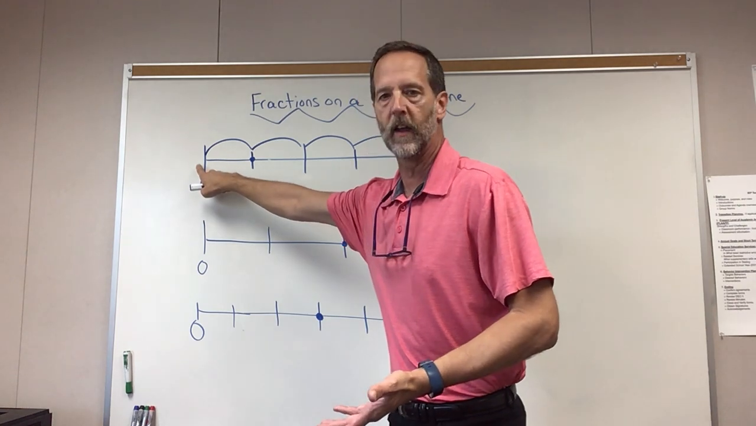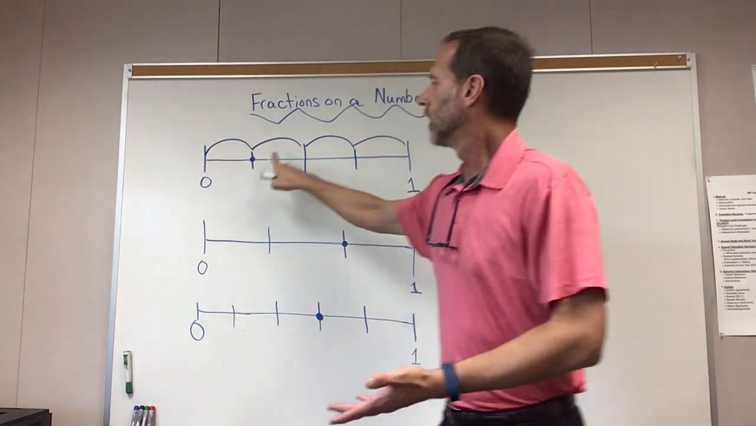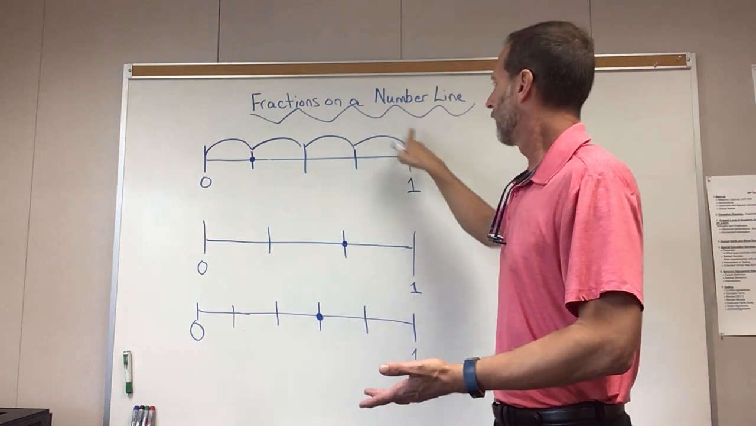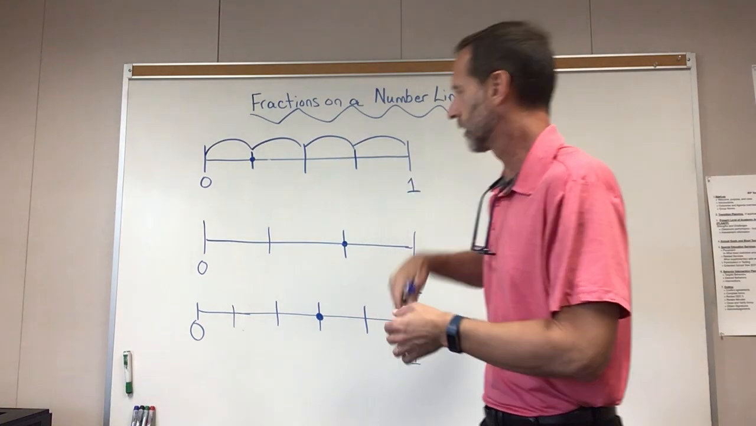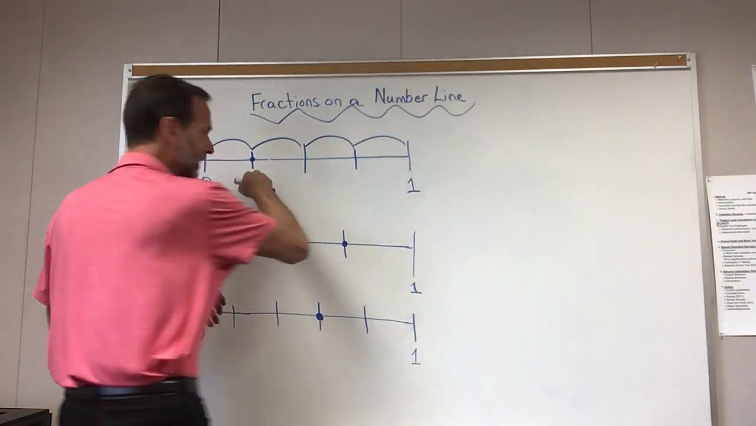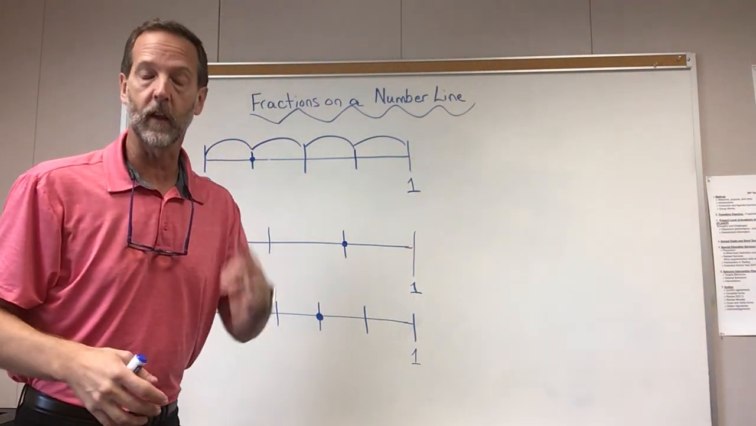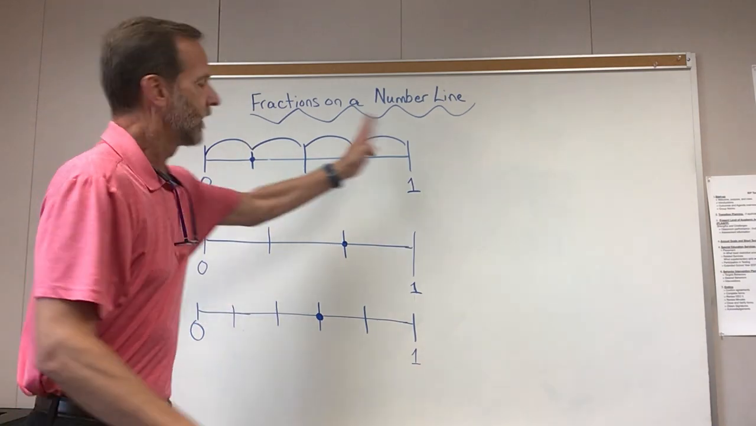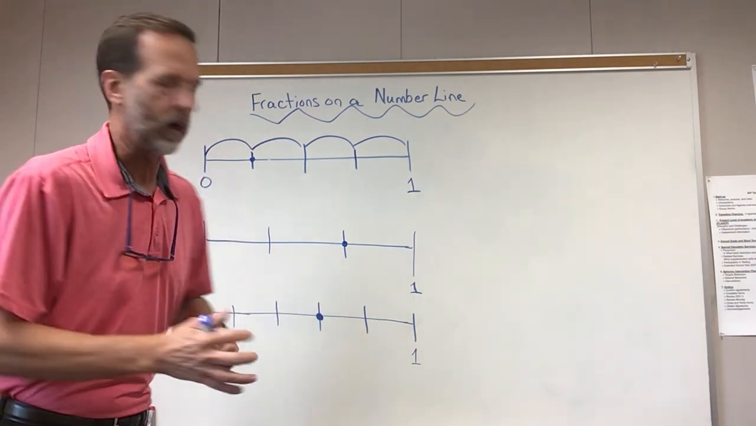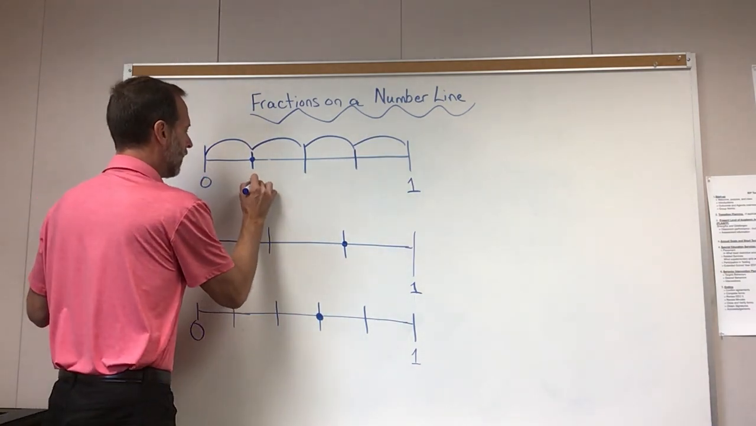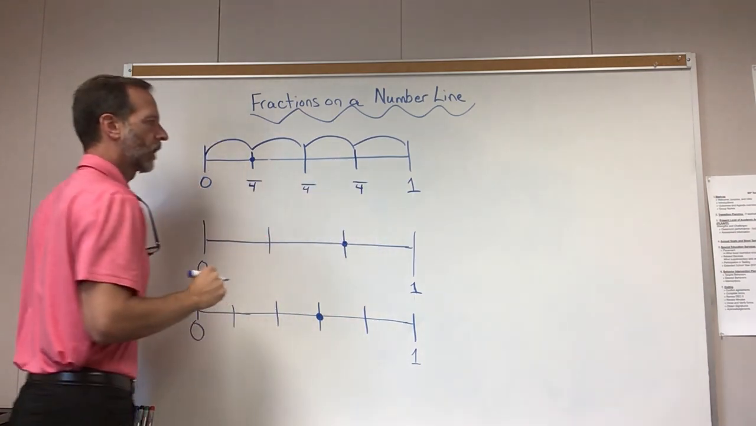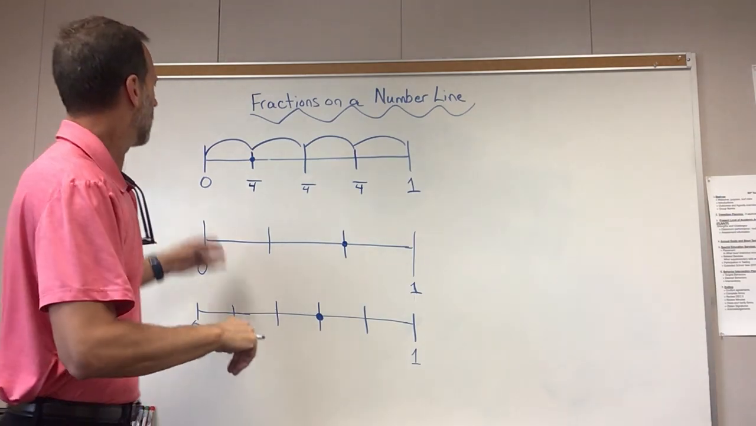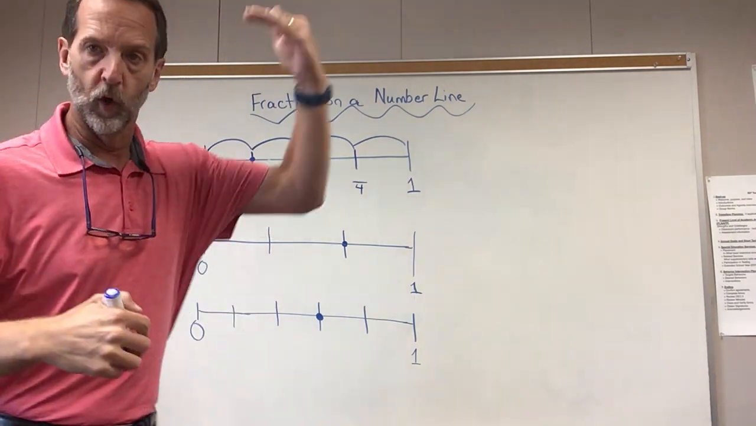So that's 0 there. 1, 2, 3, 4. You do have to come to the end, okay? So on this particular number line, there are 4 parts that make up the line. So it's in fourths. Okay, I could put 4, 4, 4. Okay, it's in fourths.